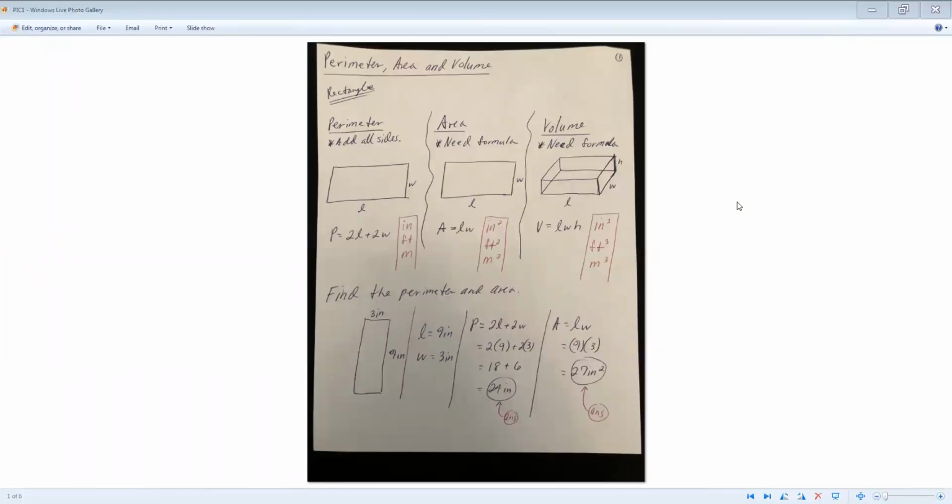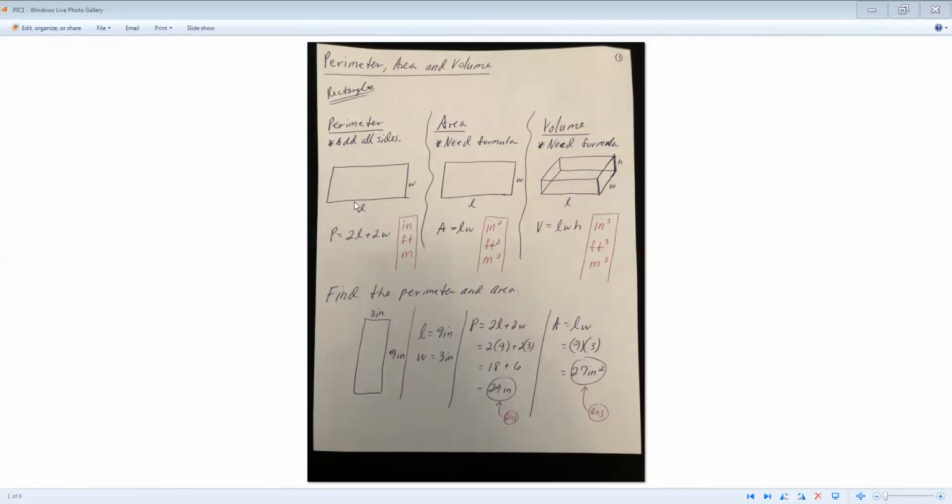Okay, so we're doing this video on perimeter, area, and volume. So we start off with perimeter. Perimeter is the adding up of all of your sides. You don't necessarily need a formula for the perimeter, even though there are formulas to calculate the perimeter. You don't need one. All you have to do is add up your sides.